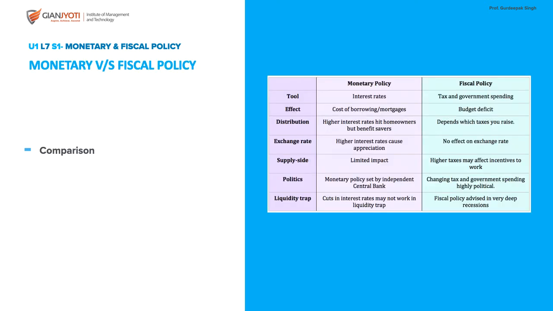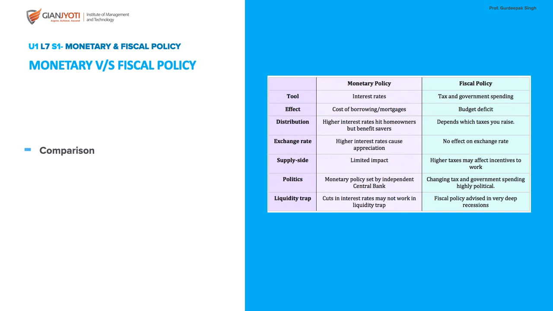If I want to compare the monetary and fiscal policy in terms of around 7 parameters, first is the tool. So as I said, monetary policy is working on interest rates, whereas the fiscal policy is on tax and government spending. The effect of changing the interest rate will be on borrowings and the savings.